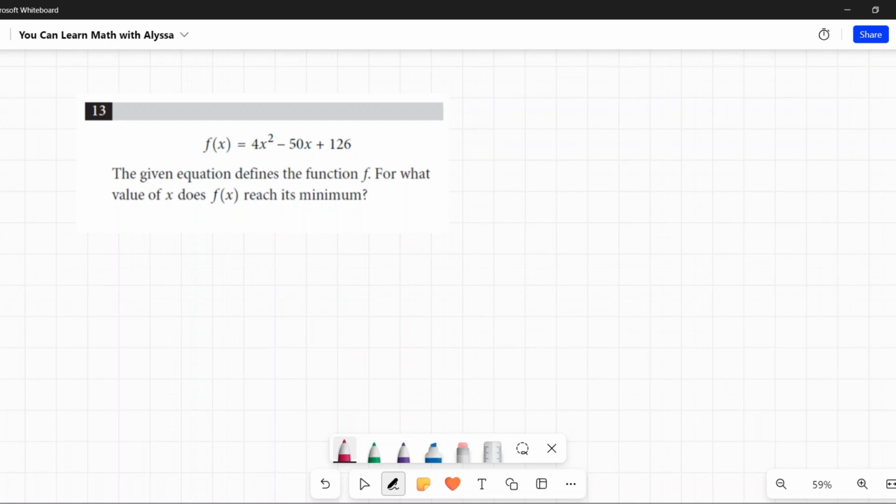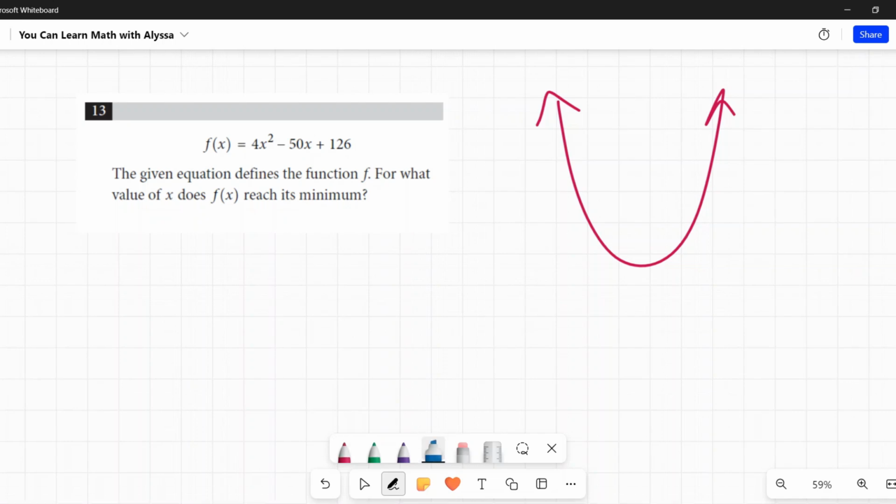So this is a parabola, because there's an x squared here, and it has a positive 4. This means this is a parabola that is opening up. Don't know exactly where it is yet, but this is what we're dealing with. So where does it reach its minimum? It's going to reach its minimum right here at the vertex. To find the vertex, the best way is to find the axis of symmetry. That goes right through that. And that's going to be x equals.